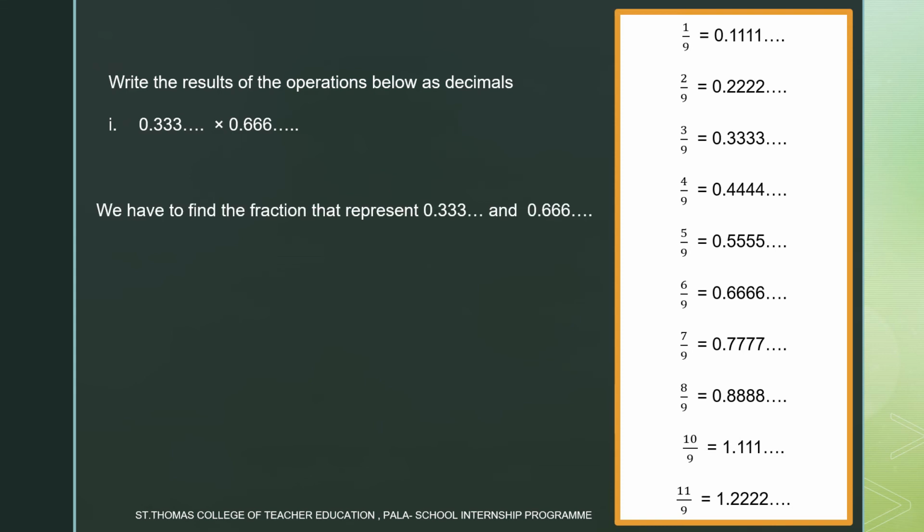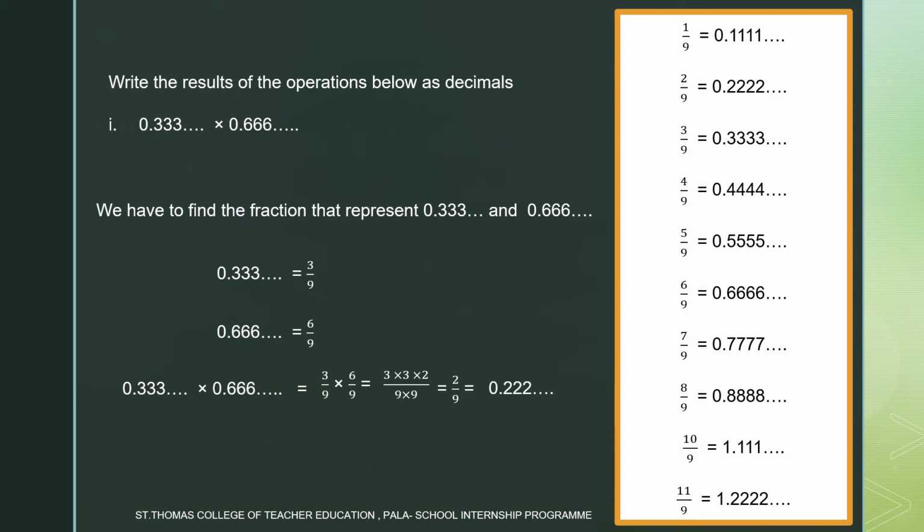And what do you have to do first? Yes, fractional representation of these two decimals. And for 0.333 it is 3 by 9. For 0.666 it is 6 by 9. And on multiplying we get 3 by 9 into 6 by 9 which is equivalent to 3 into 3 into 2 by 9 into 9, isn't it? We split 6 as 3 into 2. And by cancelling all these, we get 2 by 9.